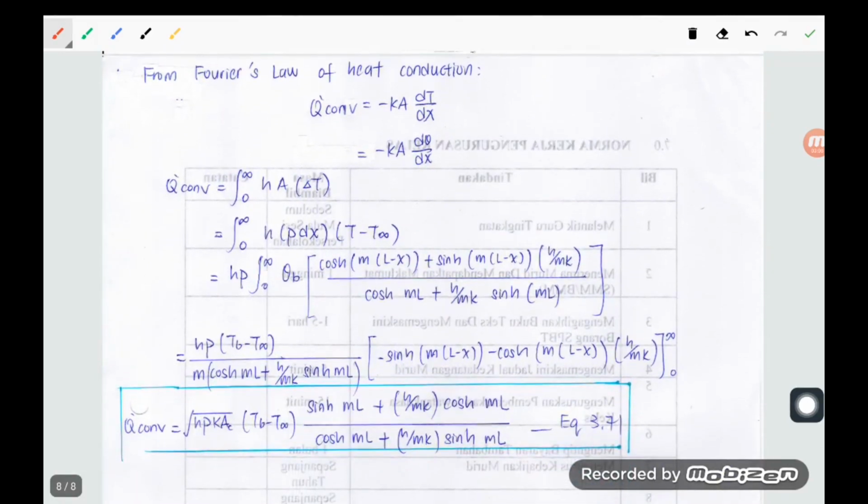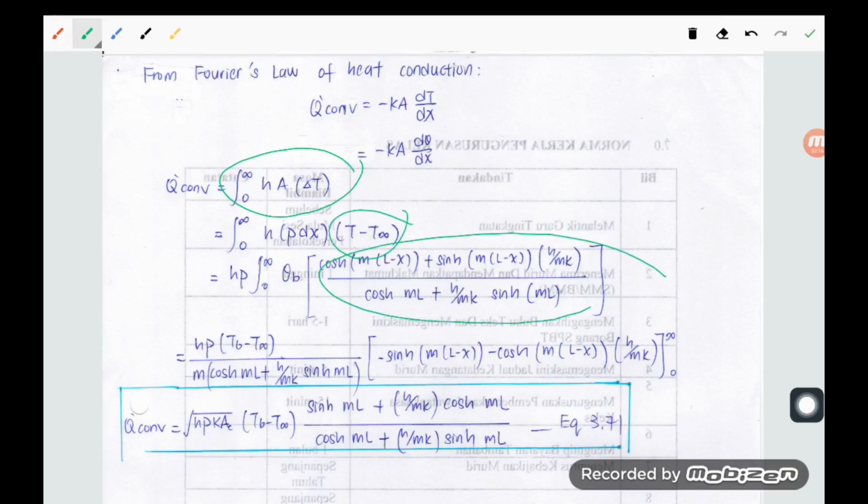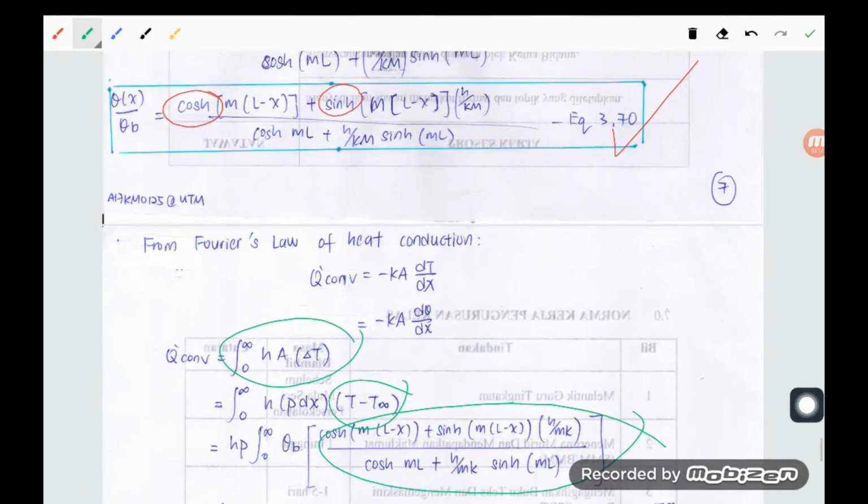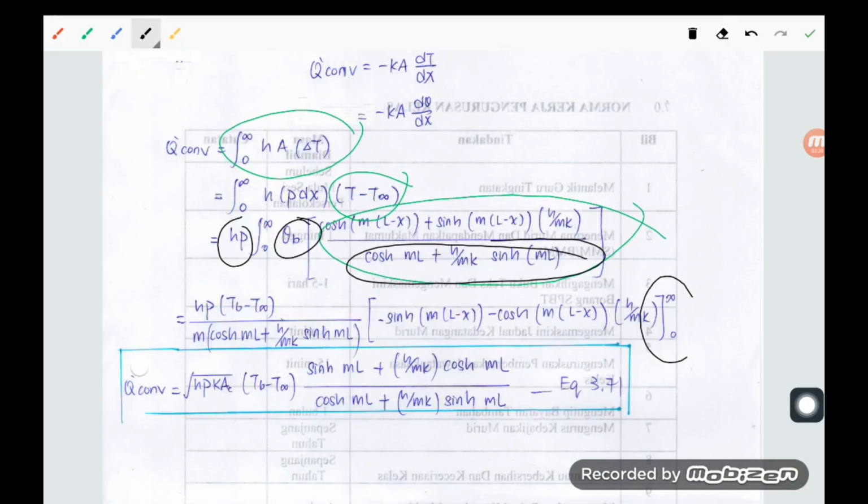From Fourier's law, we have h A delta T, and we get this equation from here, equation 3.7. We will assume that the length of the fin is from 0 to infinity, and we will get the final equation 3.71.